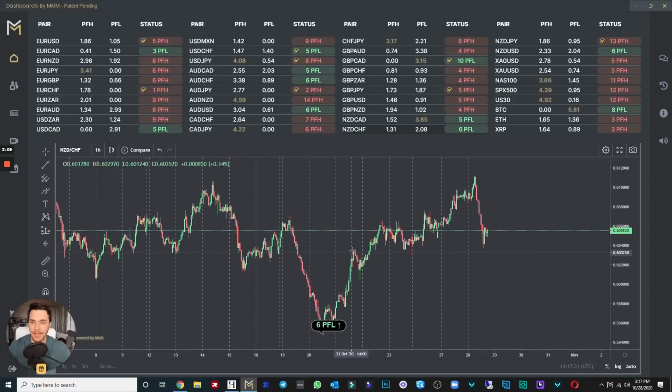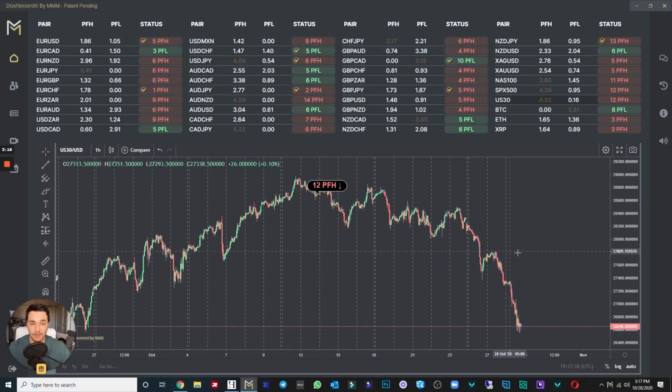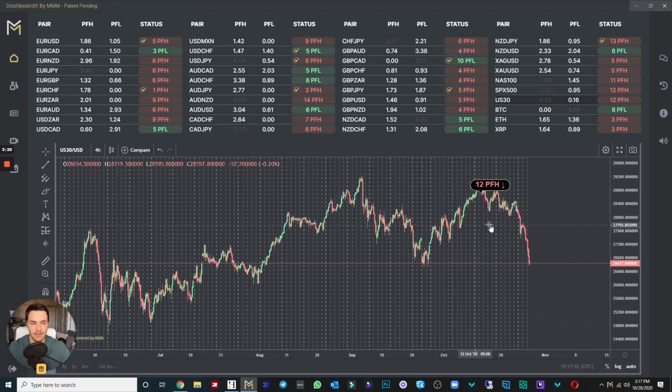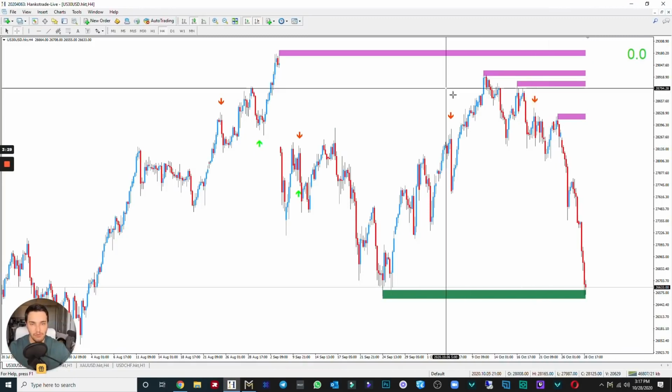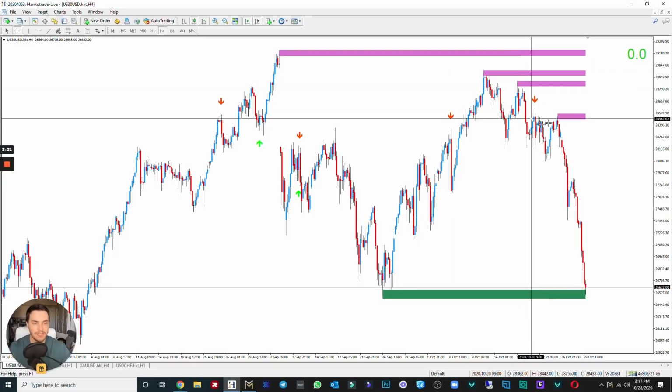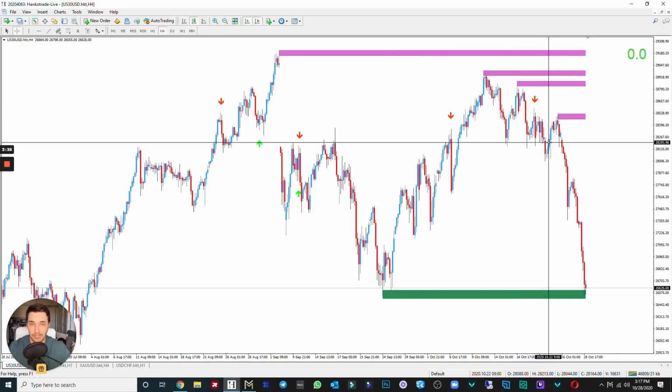Now that we have that clear, let's check out US 30. So here is US 30. As you can see, it says PFH 12. So 12 days ago, the trend changed to bearish. Let's go on the 4-hour time frame, just so it's the same as my MetaTrader view. What do you see up here? We're at this key zone of resistance and we see the indicator. Therefore, we enter the short. We enter the sell position.